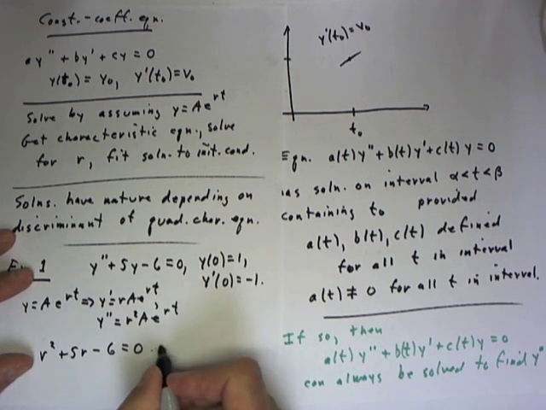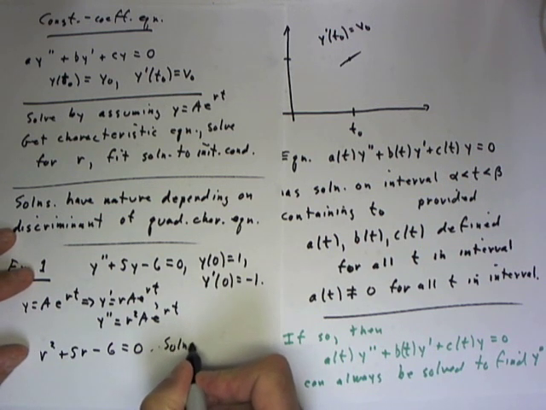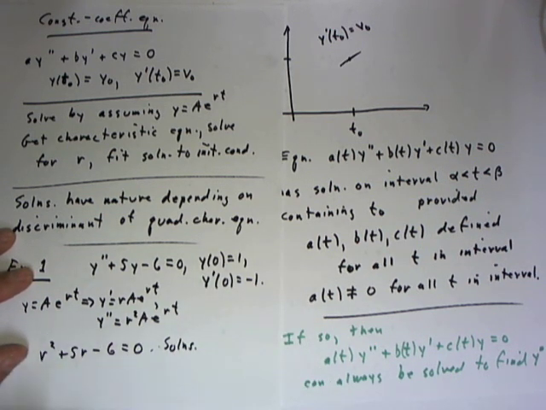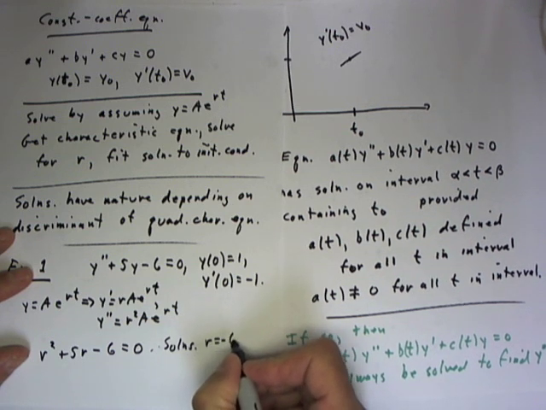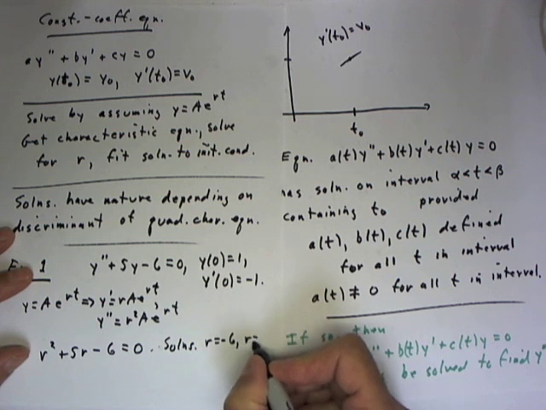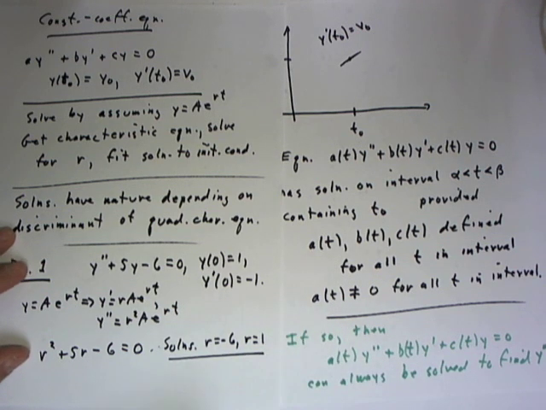And we'll assume also that you know how to solve a quadratic equation. This one can be easily solved by factoring, but of course we can always use the quadratic formula if we can't see how to factor. The solutions to this equation are r equals negative 6 or r equals 1.